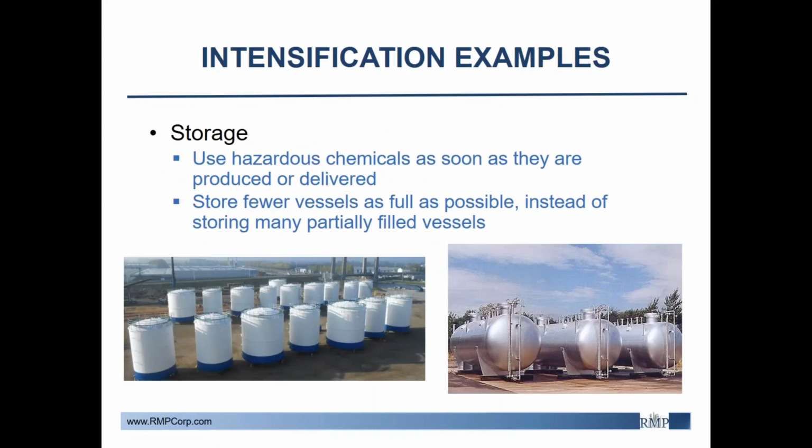One common way that intensification can be implemented at a plant is through storage capacities. A plant can reduce large amounts of storage by using hazardous substances immediately after they're produced or delivered. And this is, of course, not always a viable option for every plant, but is certainly something that can be considered by improving logistics or supply chain methods. Simply reducing the amount of storage or the amount of time that large quantities are stored can help reduce risk.